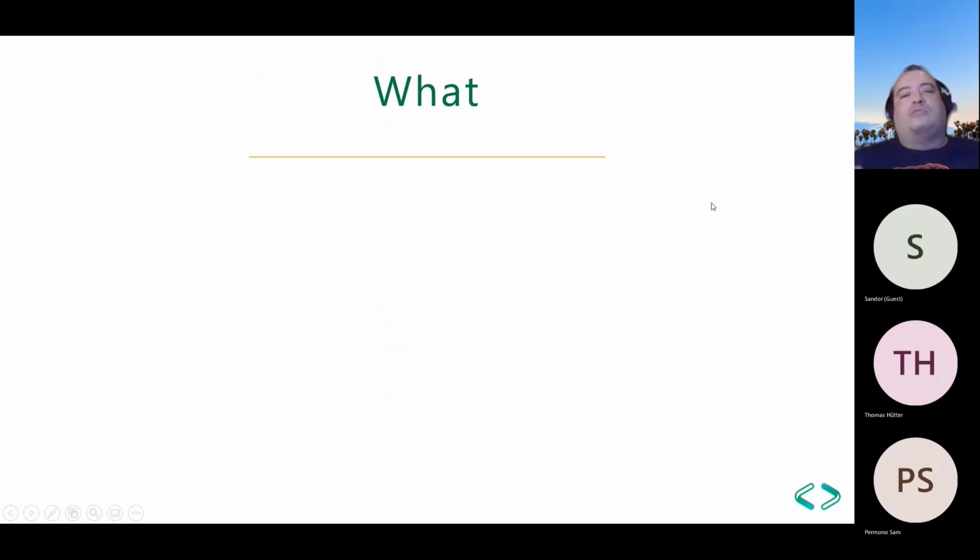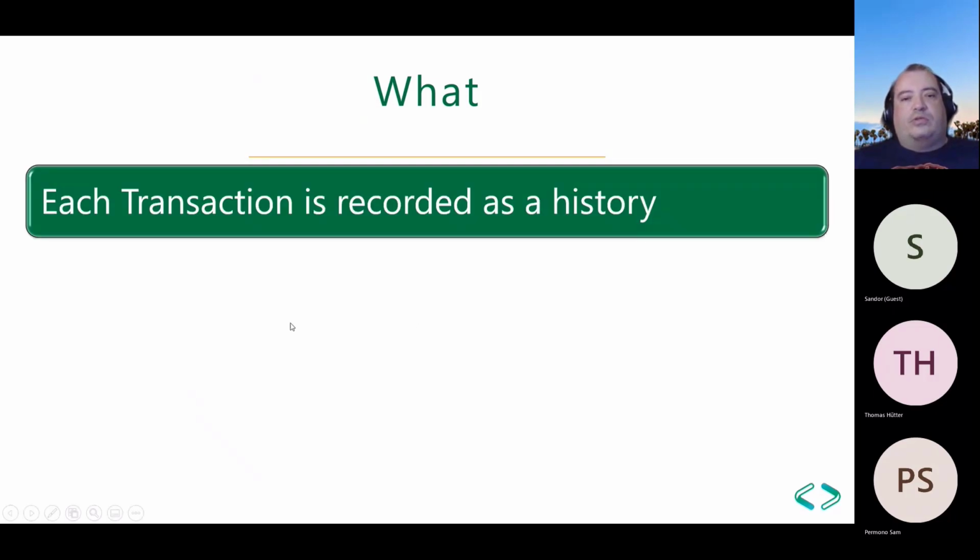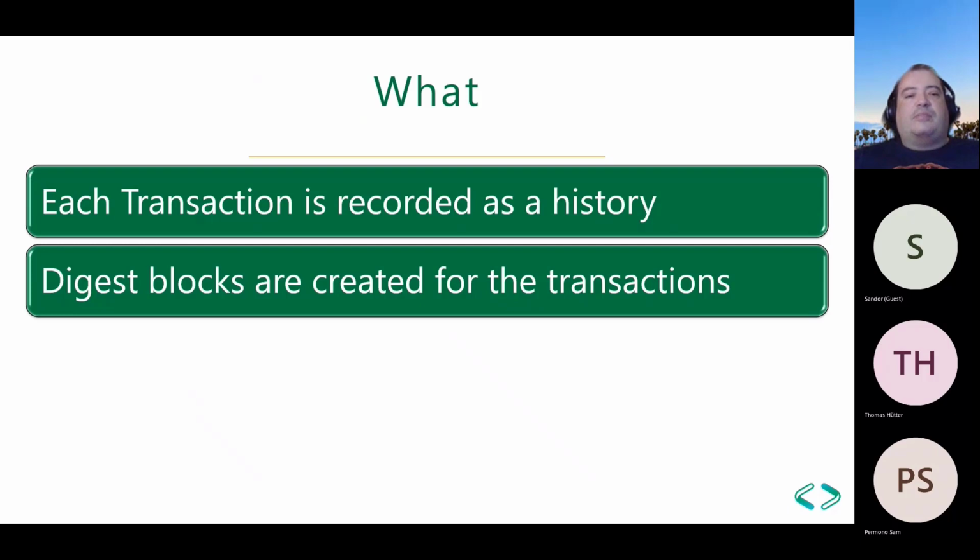Okay, and how is this possible? How does it work? So, each transaction that happens in the database is recorded as a history. A history of the transactions is kept in the database. Then, digest blocks are created for the transactions. Each transaction generates a digest block, a digest hash of that transaction, of that state of the database at that moment.